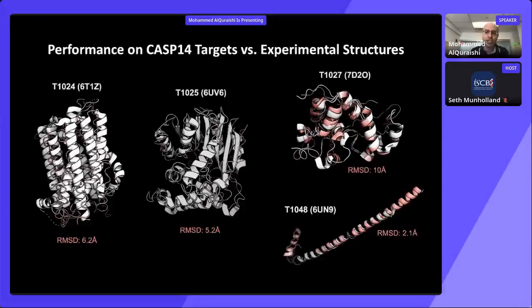Now, when we look at experimental structures, again giving a sense of what we saw in Cas14, I think this is more representative. Maybe on average we do something like 5 or 6 angstroms. So far from where AlphaFold2 is, but again, based on single sequences, which I think is quite interesting.